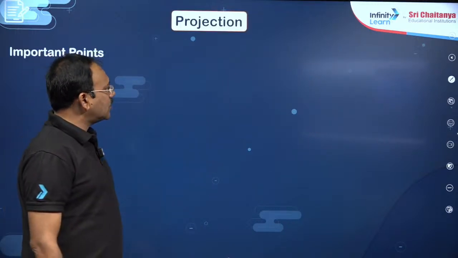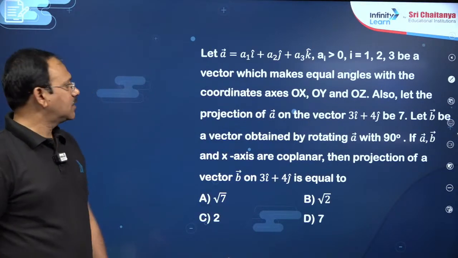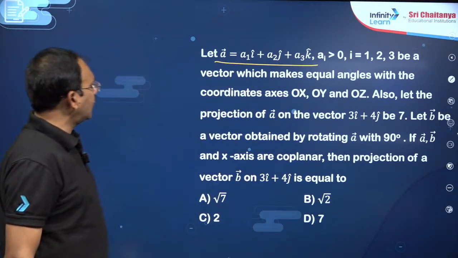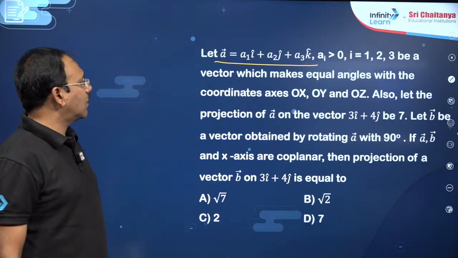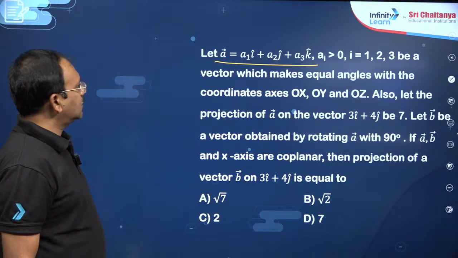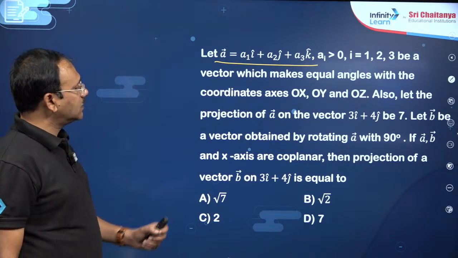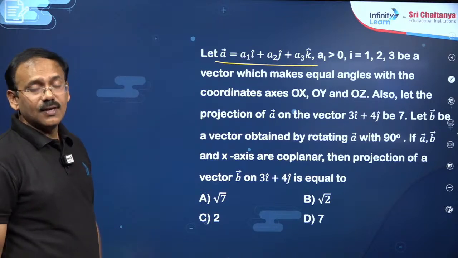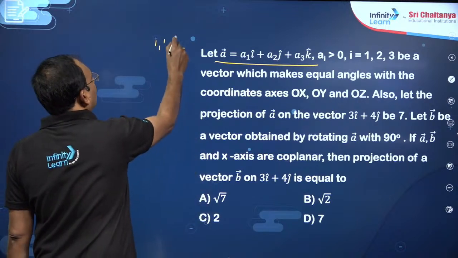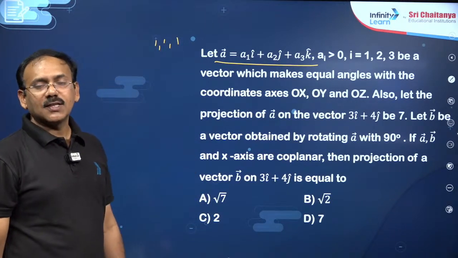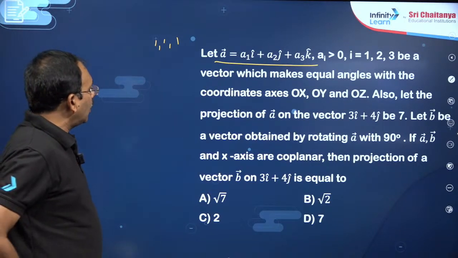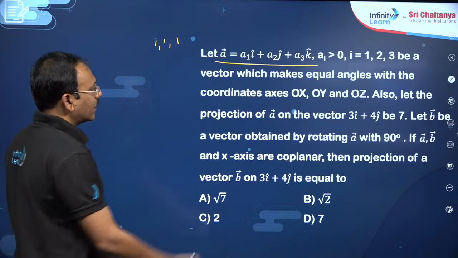Next, dear students, projection in the sense, you can see already I have given the synopsis. You just go through the questions. A bar is given, dear friends, a vector which makes equal angles with the coordinate axes, so OX, OY, OZ. Okay. A bar is a vector which makes equal angles with positive x, y, z axes. Definitely, cos alpha is equal to cos beta is equal to cos gamma, it must be proportionate to 1, 1, 1, right? Because cos alpha, cos beta, cos gamma will be the DCs, the DRs will be 1, 1, 1. So they must be proportionate to this. Also let the projection of A bar on this vector be 7.